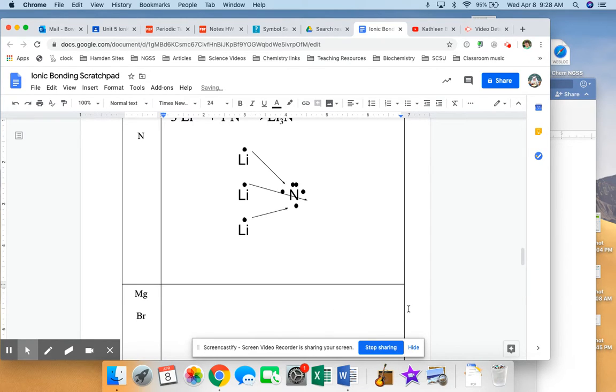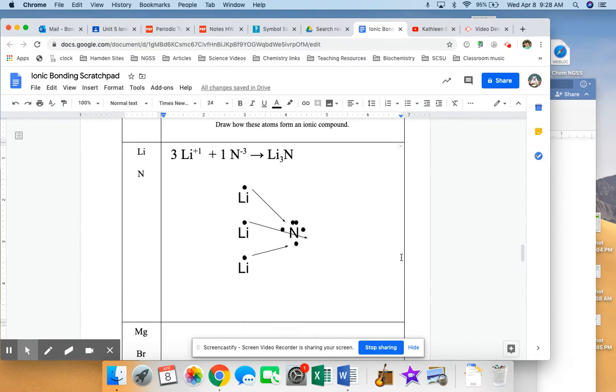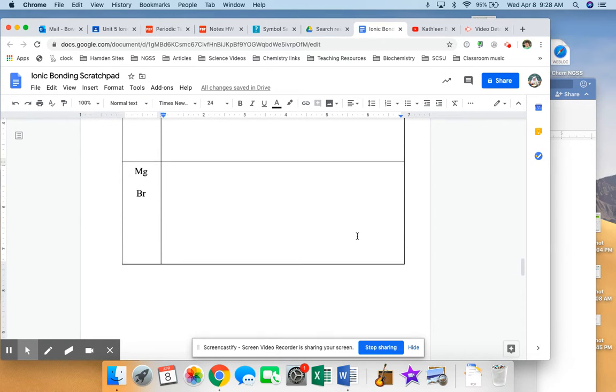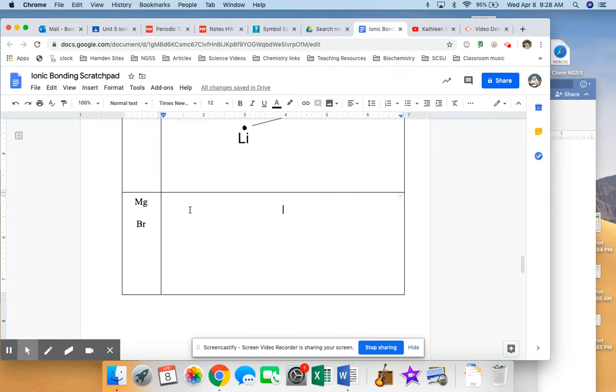Nope, too far. Okay, so there's our picture. We've got Li, each that has a +1. We need 3 of those to make our formula Li3N. I'm going to do this with Mg and Br also.